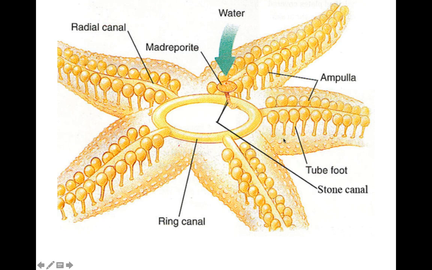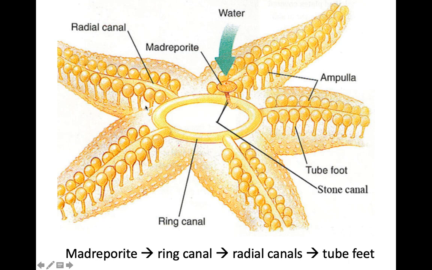they can be used to kind of suction cup to a clamshell, to be able to pry it open so it can be eaten if this is a carnivorous sea star. Okay, so they're kind of a multi-purpose tool, but they have a little suction cup on the end of each one of them. Okay, so if we trace that pathway, you have the madreporite that connects to a ring canal, which connects to radial canals, and each one of those radial canals has tube feet on it.